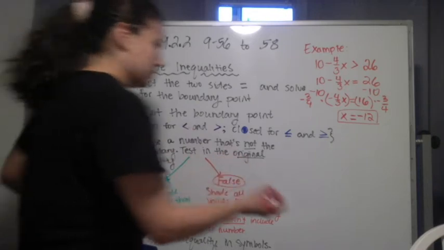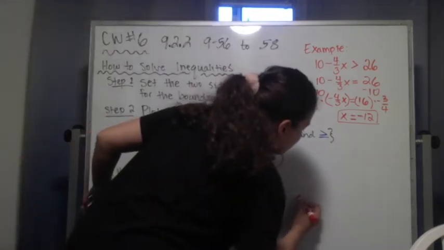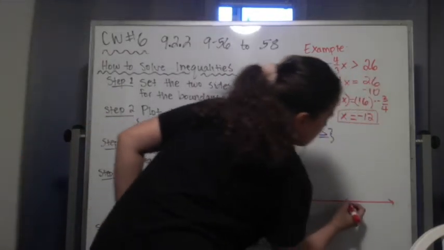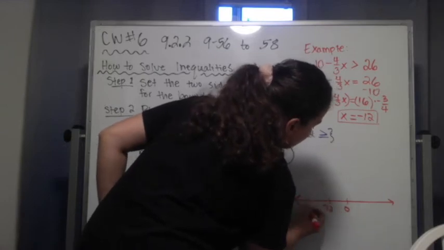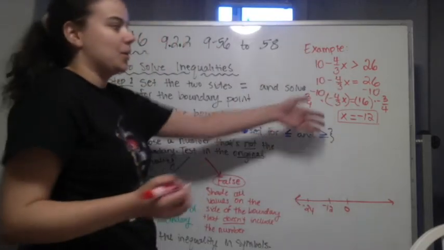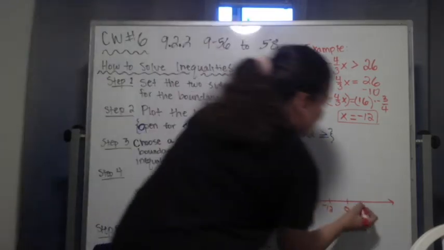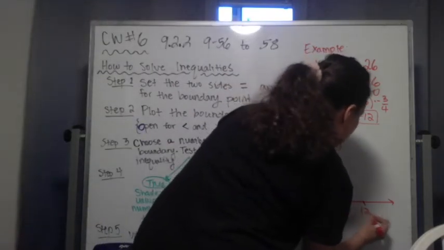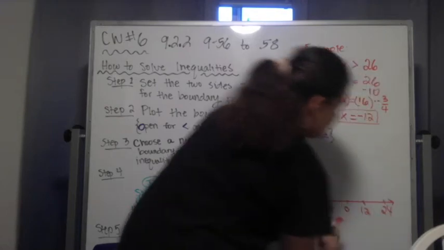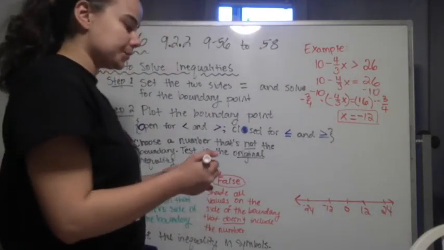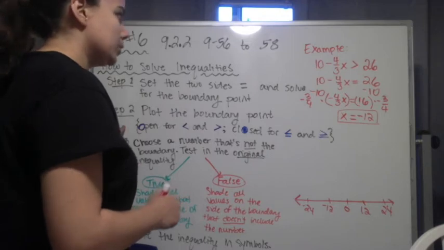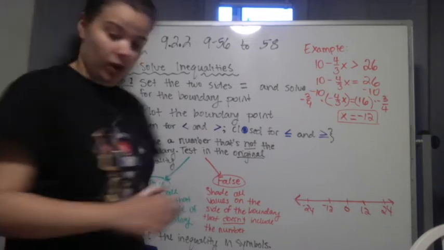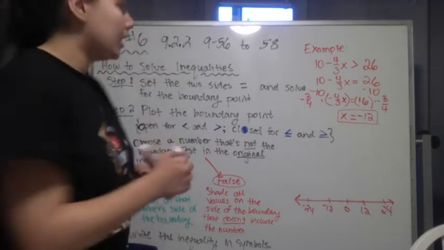So step 2, we're going to plot the boundary point. I'm actually going to do it down here, so I only have to draw one number line. So let's say this is 0, negative 12, negative 24. I like to just scale by whatever number I get. Your number line can be however you want it to be as long as it goes up or down at a constant rate.